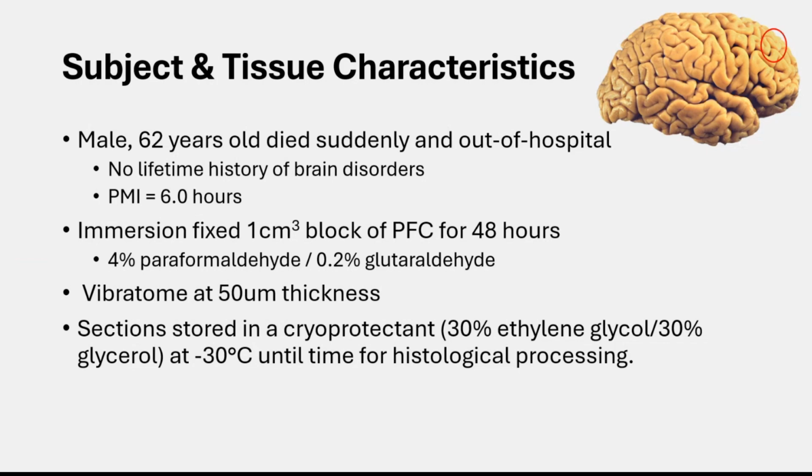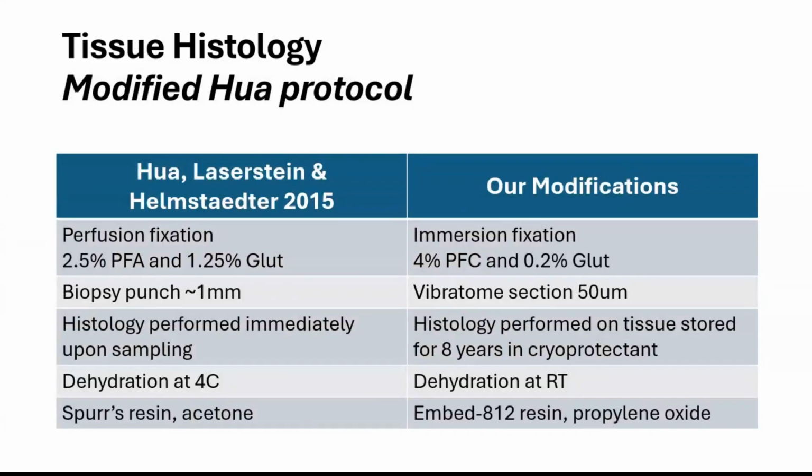And this is immersion fixed, about a cubic centimeter block, 4% para, 0.2% glute. We then vibratome that block at 50 micron intervals, and those sections are then stored in cryoprotectant at -30 until it's time for histological processing. And we used the protocol that I'm sure most people here are familiar with, from Moritz Helmstaedter's lab, published in 2015, which gives really great staining of membranes in tissue. That's really great for FIB-SEM.